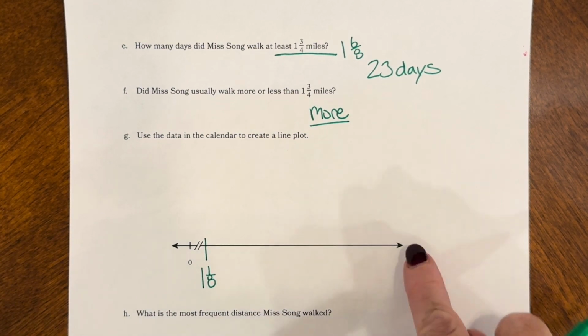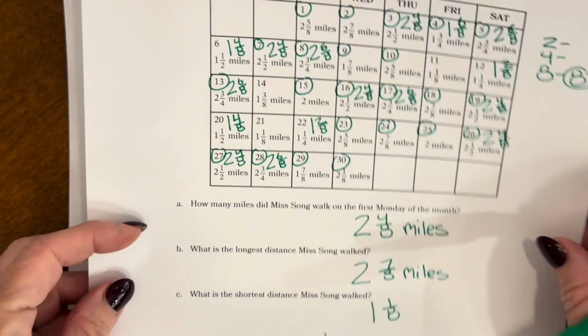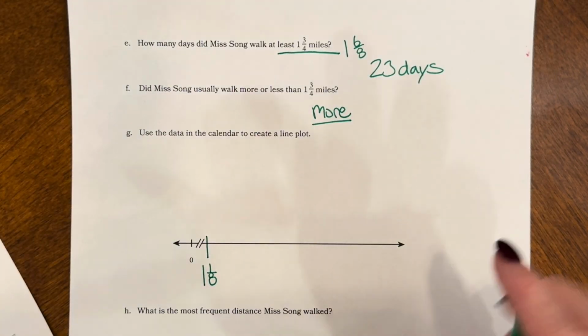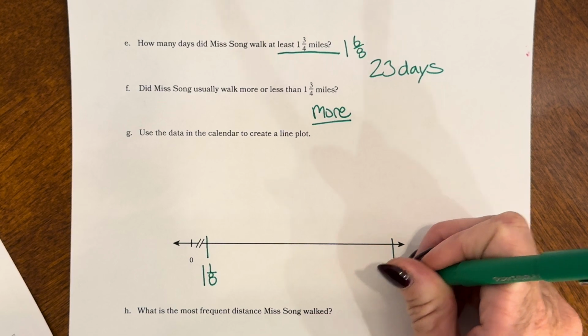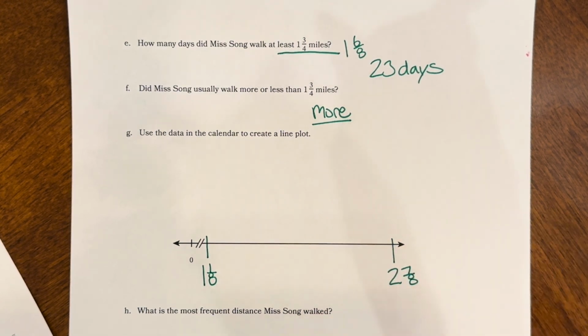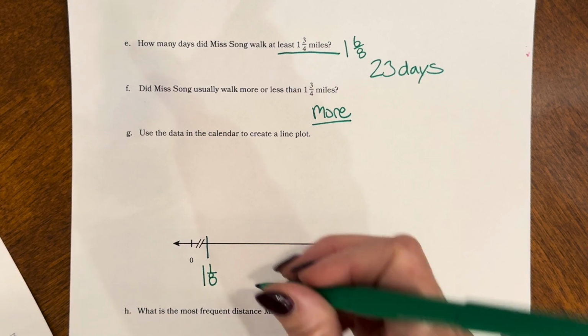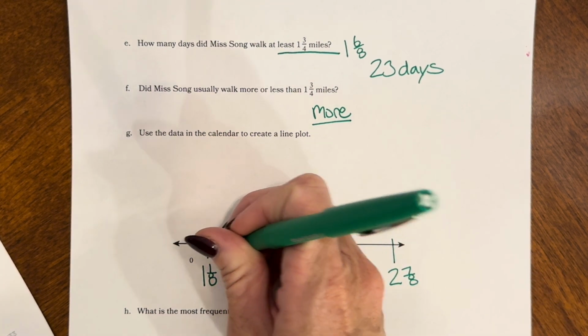And then we want our line plot to go to our longest. They had already asked us what our longest is, which is 2 7/8. So that's going to be our line plot from our shortest to our longest. Now, because it's eighths, I'm counting by eighths. Make sure you're in pencil in case you make mistakes, okay? So what would come after, if I'm counting by eighths?